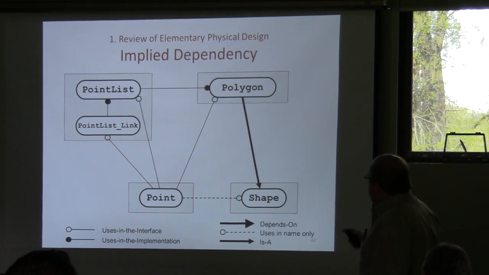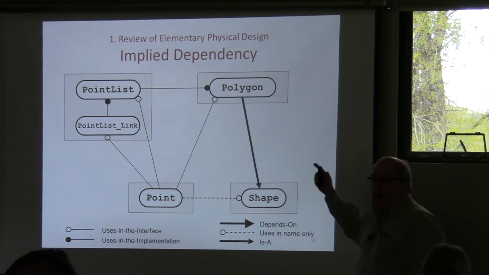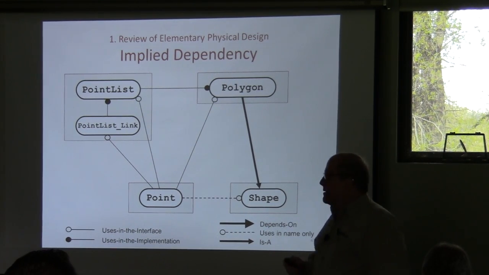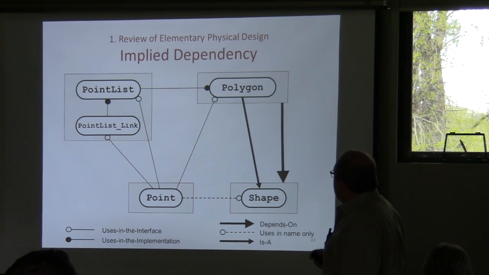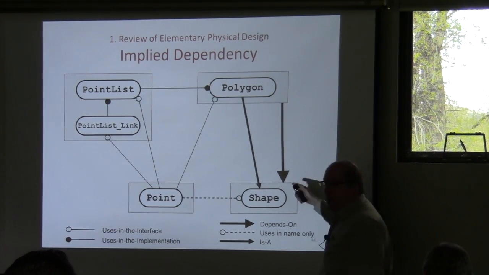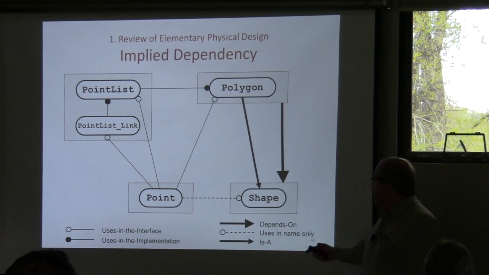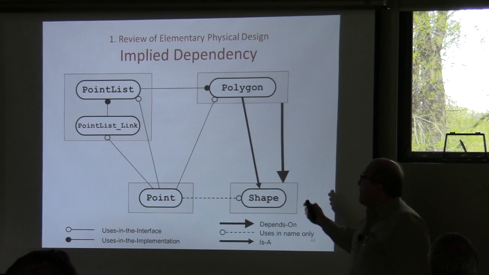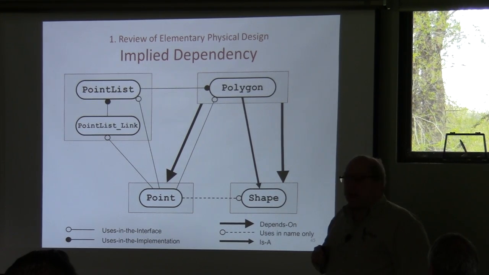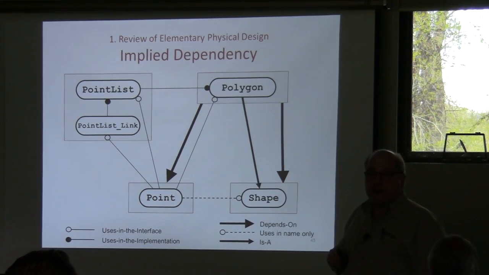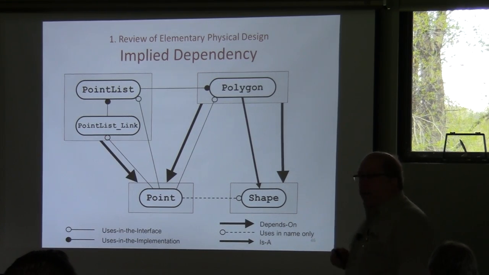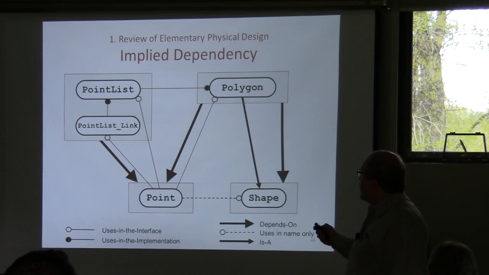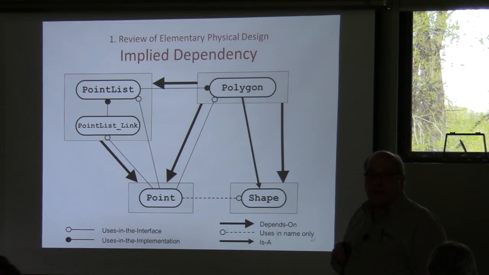So moving on. Now we're going to say these logical relationships imply physical dependencies. Is-a implies a physical dependency between this component and this one. I think we realize if we don't have shape, we're not compiling polygon, right? Same with polygon using point in the interface. It uses it for real. Same over here, right? It's using it in the interface. Same here, using it in the implementation.